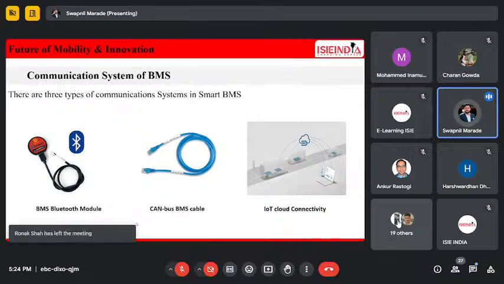Third is the IoT, the Internet of Things, a cloud connectivity system, which is without wires, like wireless connections. We can connect to that particular battery, and we can analyze it remotely with the help of an internet connection. So those three are the communication systems that communicate with the BMS, and two of them, Bluetooth and CAN communication, are widely used in electric vehicles.